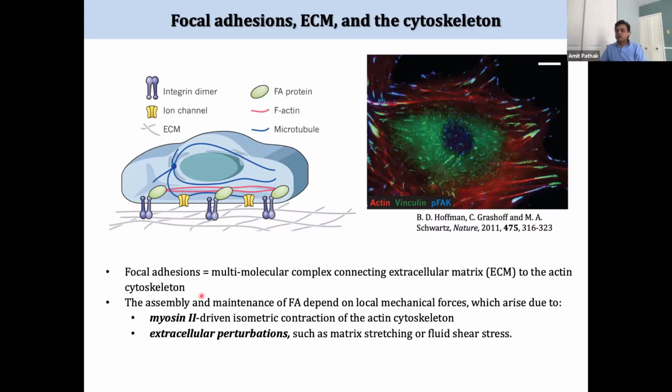And myosin 2 plays a role because that generates forces which are important in the assembly of focal adhesions. And extracellular perturbations, meaning matrix stiffness or stretching, any kind of shear, those all will become important in the assembly of adhesions. This is just the overall picture of the context in which adhesions reside.